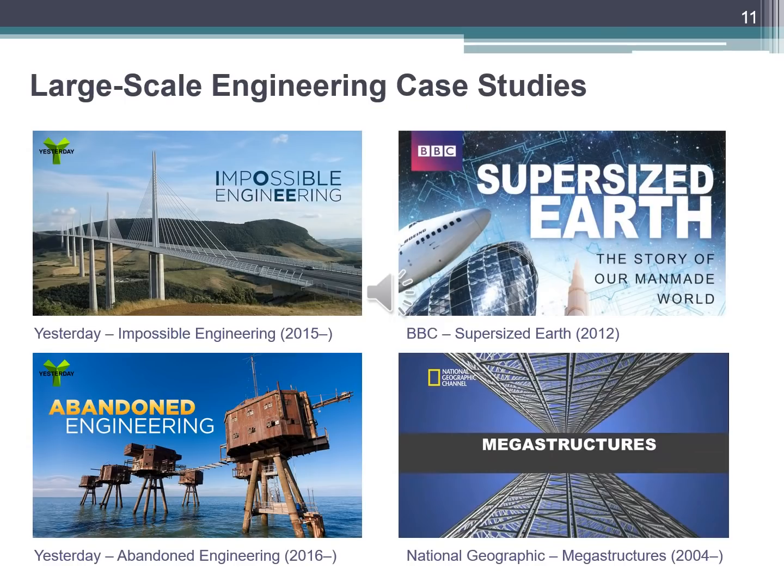And when we mention engineering, I highly recommend you have a look at large-scale engineering case studies. I have listed four here. The first one is Impossible Engineering. The second one is Supersized Earth. The third one is Abandoned Engineering. And the fourth one is Megastructures. Please do have a look at these and have a quick search on the net. This will really help you digest the application of large-scale engineering case studies.